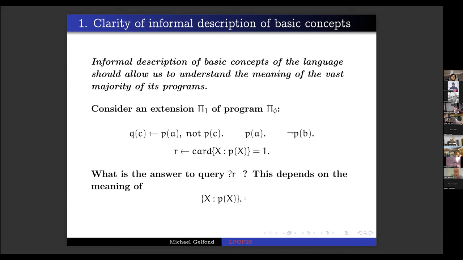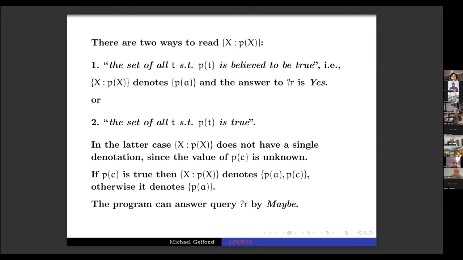There are at least two ways to read {X | p(X)}. One way is, it is the set of all terms t such that p(t) is believed to be true. How do you see it? This expression denotes the set {p(a)}. And the answer to our query is yes.